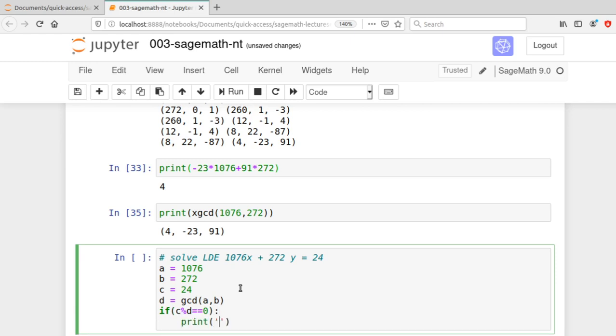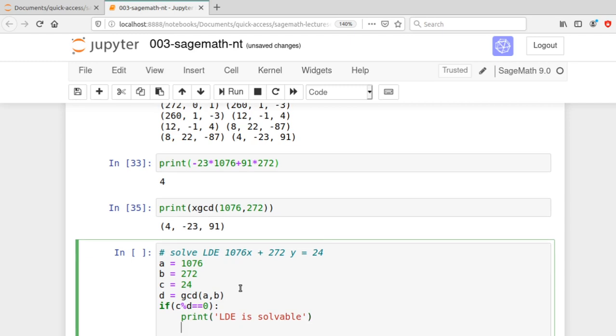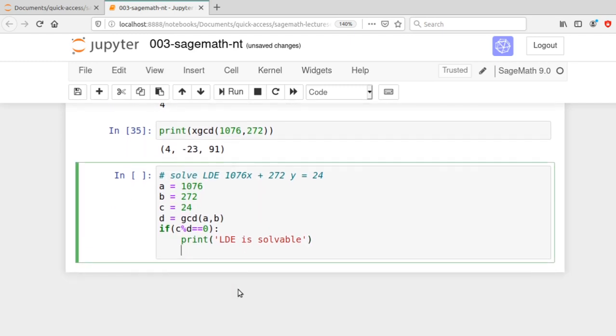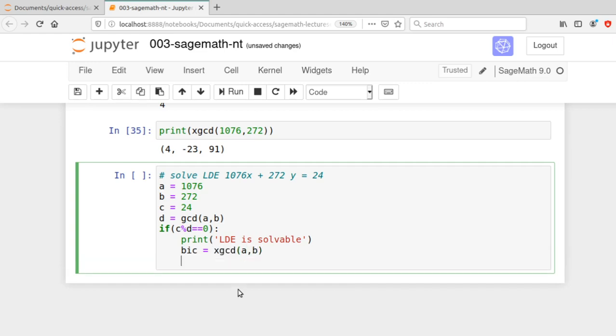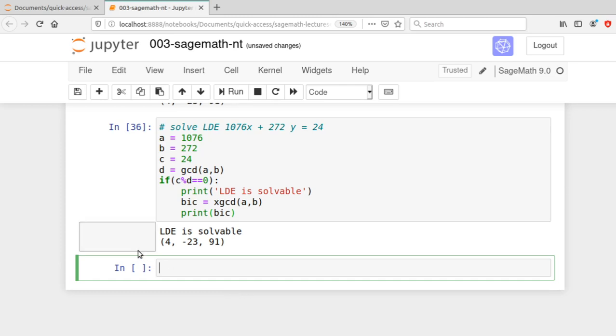the LDE is solvable. Now, how will you solve it? You need to find the identity coefficients. So if C percentage D is equal to 0, we are going to find the Bezout identity coefficients. Suppose we call them BIC. BIC is the Bezout identity of A and B, and let us print that. Print BIC, we get 4, which is the GCD, and minus 23, 91.